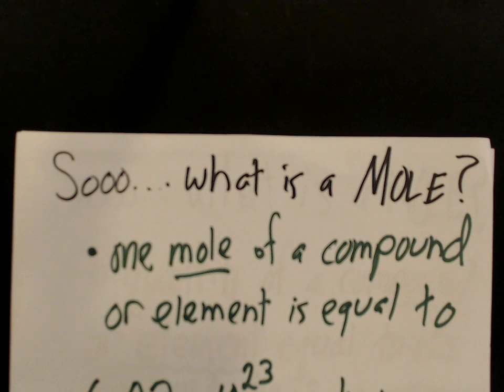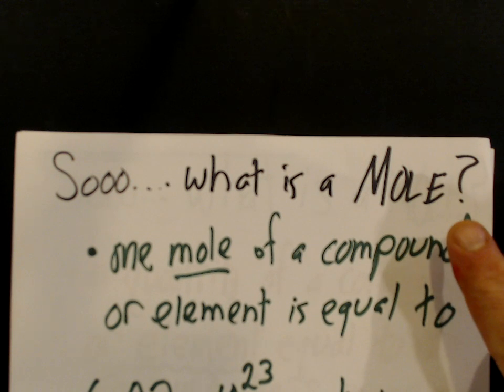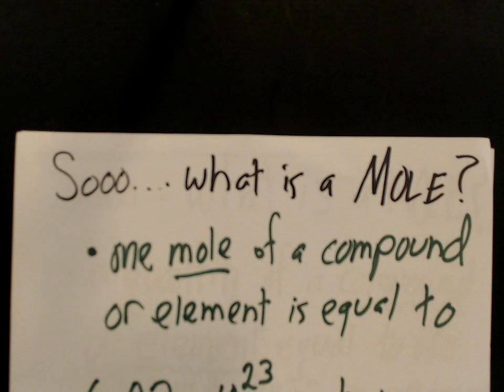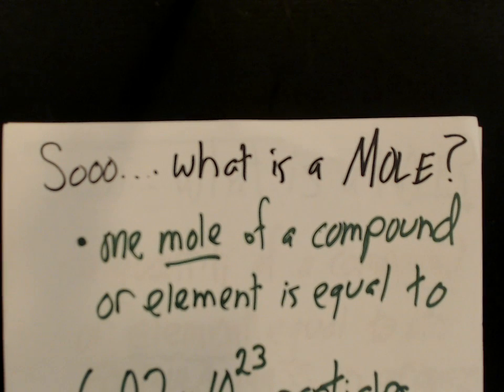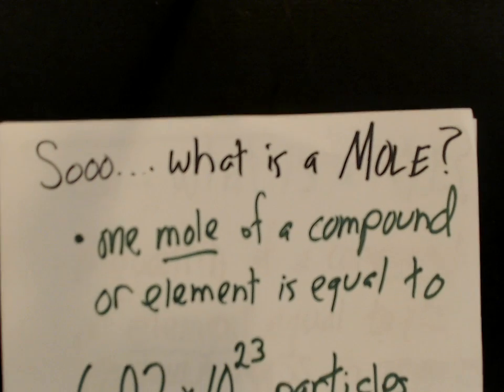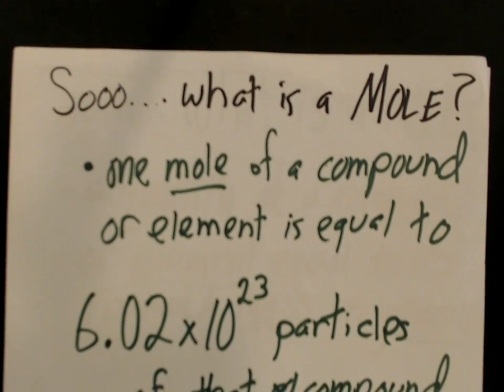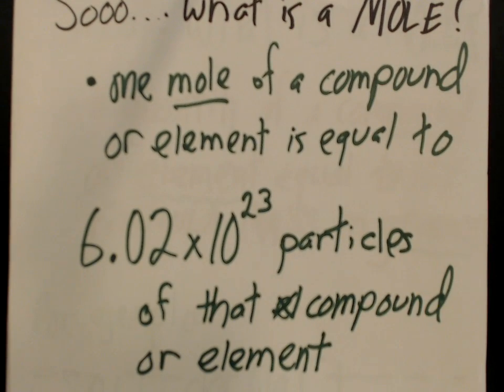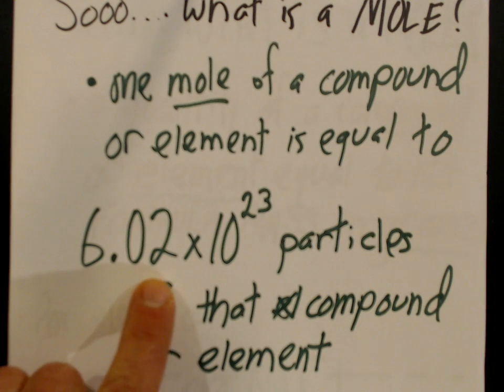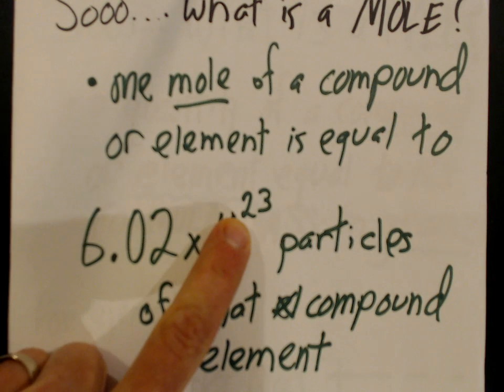All right, today in this video, we're going to examine what a mole is. There are a lot of different ways to conceive of a mole. Usually, the first thing you find in chemistry textbooks or websites or lessons is this definition: 1 mole of a compound or an element is equal to this many particles of that compound or element, 6.02 times 10 to the 23rd.